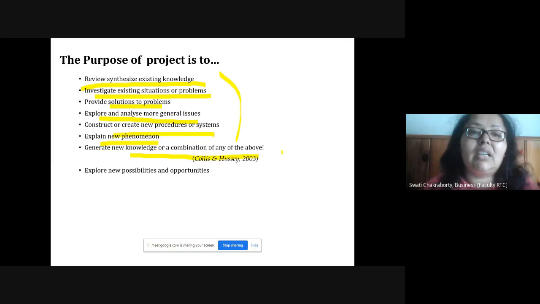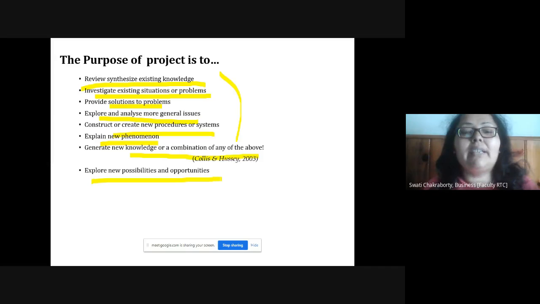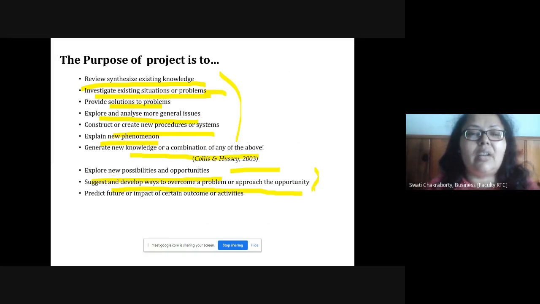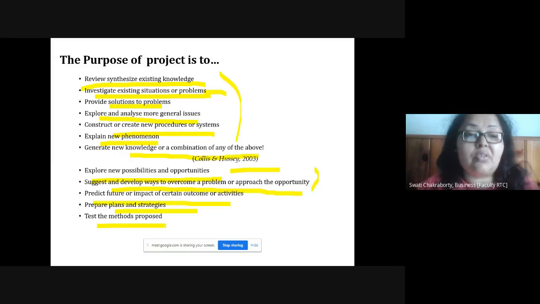Explore new possibilities and opportunities, suggesting and developing ways to overcome a problem or approach the opportunity. You'll be either handling this or this, and then this comes up in your research, right? Predicting future or impact of certain outcomes or activities, preparing plans and strategies, testing the various methods proposed.